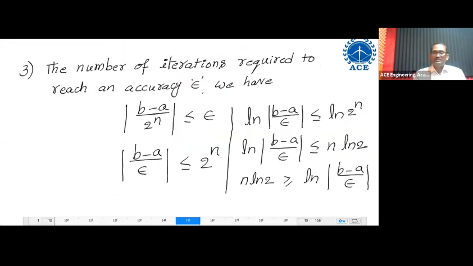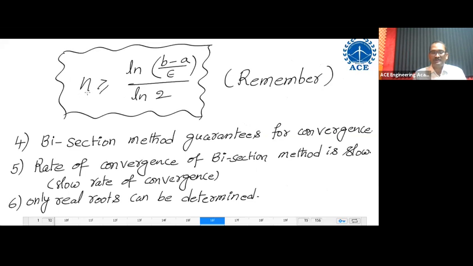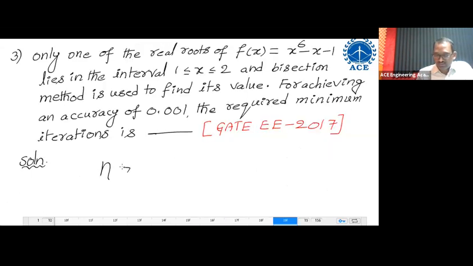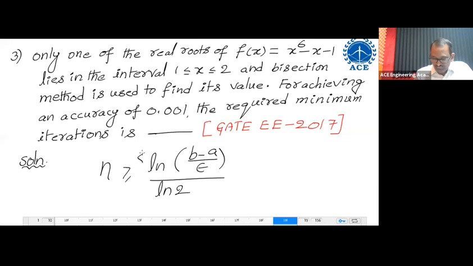Remember, to find the number of required iterations for achieving an accuracy of epsilon, use this formula: N greater than or equal to ln of (b minus a) by epsilon, divided by ln 2.